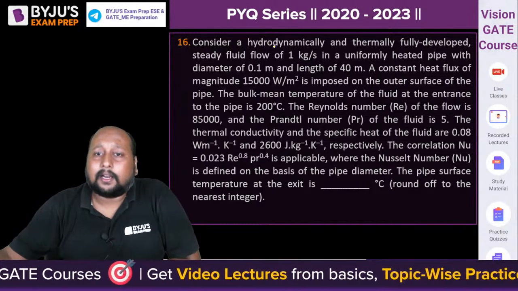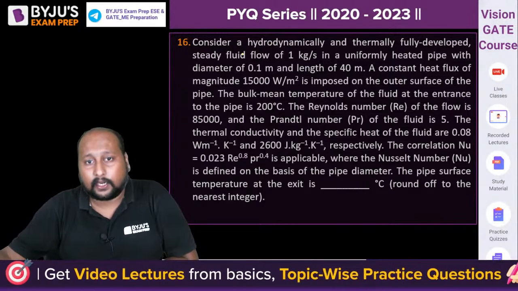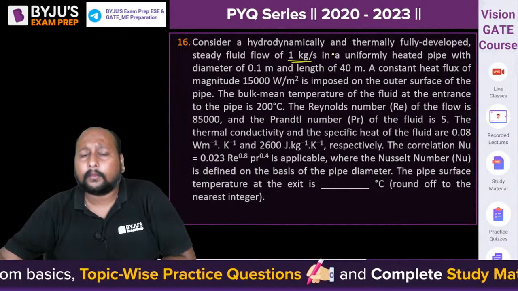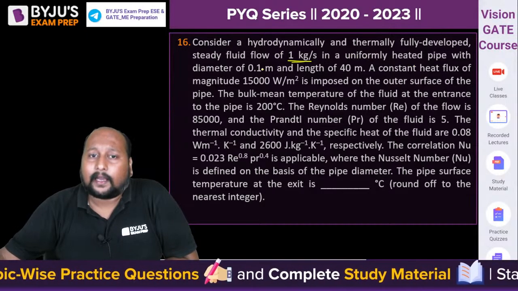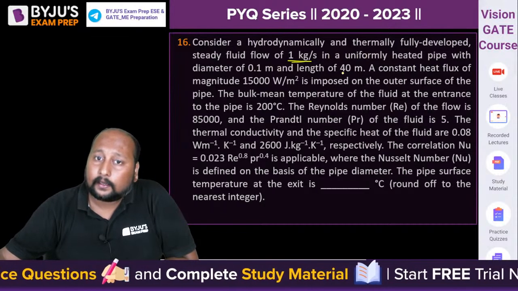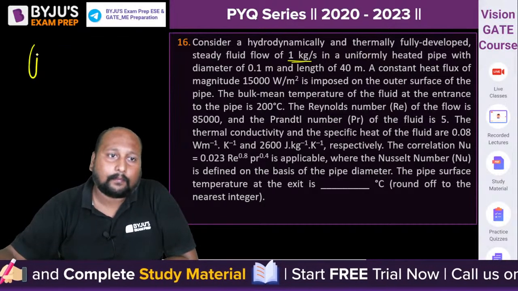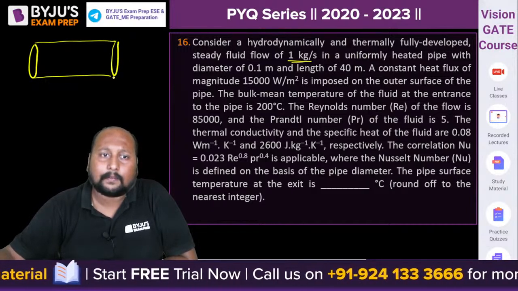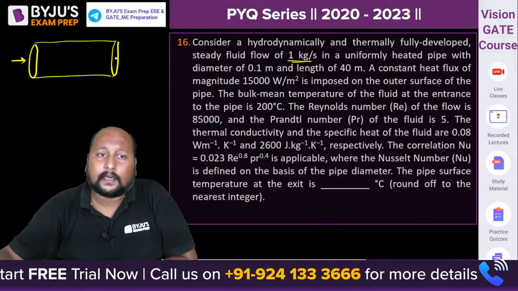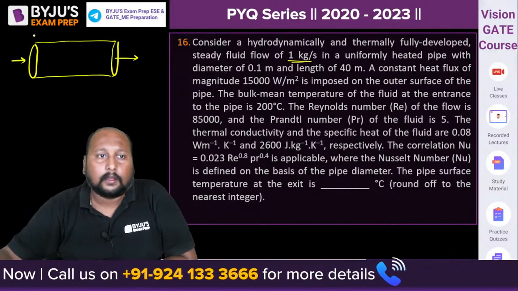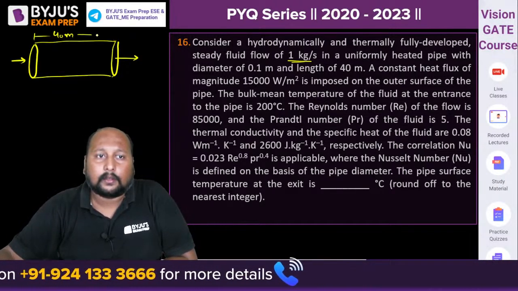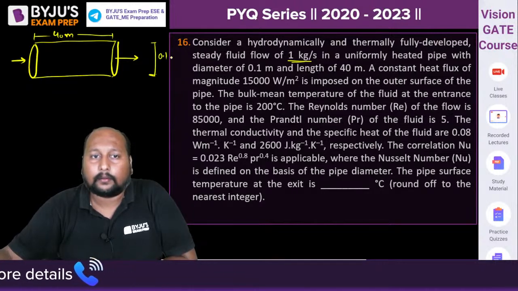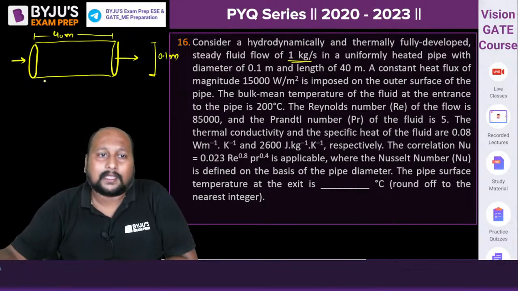Consider a hydrodynamically and thermally fully developed steady flow having a fluid flow of 1 kg per second in a uniformly heated pipe with a diameter of 0.1 and length of 40. So same conditions, guys, but values are different. Concept will be same, approach is also same. This is inlet, this is outlet. 40 meter, right? And this dimension is 0.1 meter. Okay, constant heat flux.